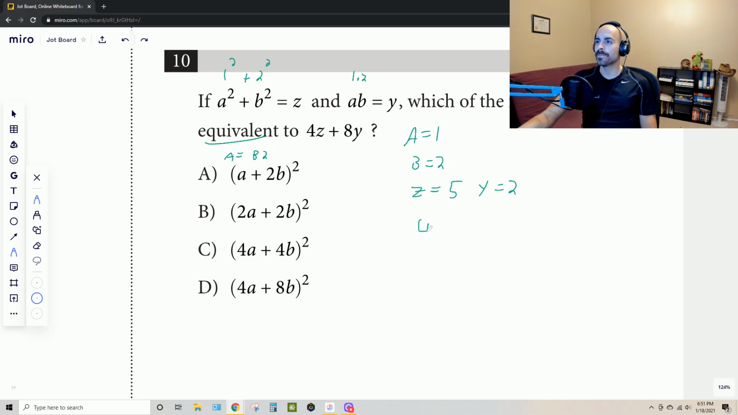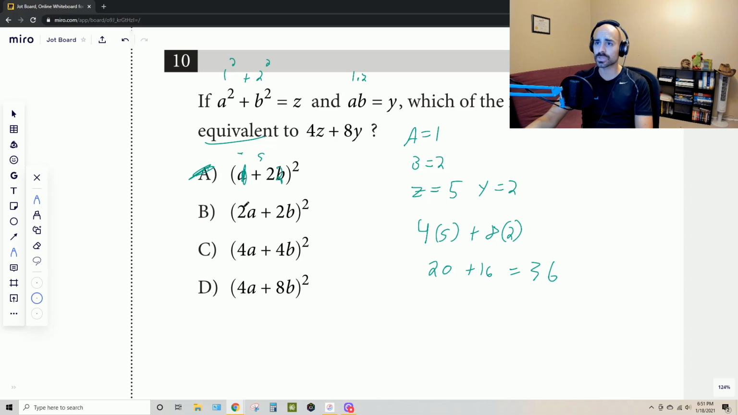With that said, we would have 4 times 5 plus 8 times 2. And then you would have 20 plus 16. That equals 36. So the question is, when I plug in A as 1 and B as 2, that's where I'm getting these from, I need this to equal 36 because they want to know what is equivalent to 4 times z plus 8y. So 1 plus 4, that would give us 5 squared. That'd be 25, so that doesn't work.